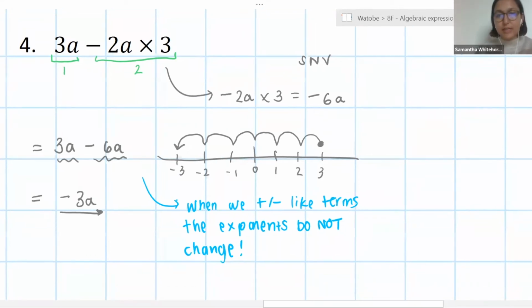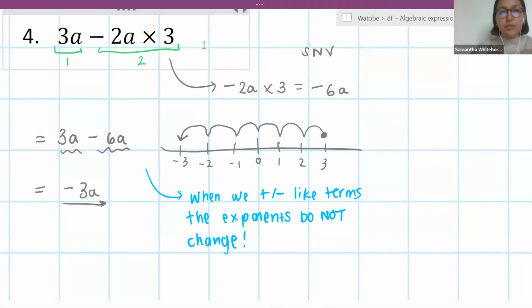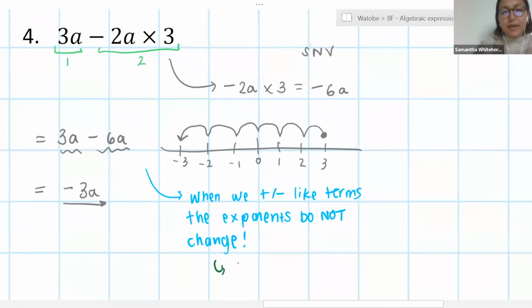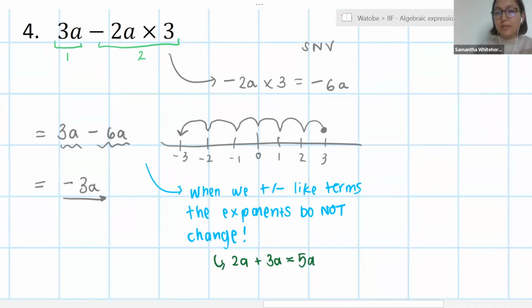Right, so just a little expansion on what I've written down here. What I mean by this is, if I have 2A plus 3A, I'm adding. So the A exponent doesn't change, it stays A. So I just have 5A. 2A plus 3A is 5A.